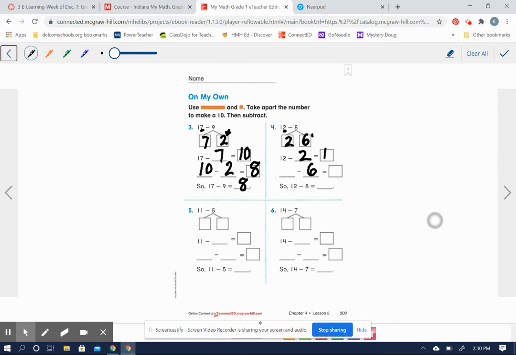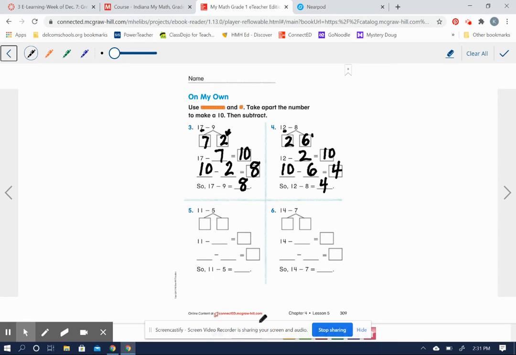12 minus 2 makes 10. So now we're going to start with our 10 and subtract the 6. That gives us 4. So 12 minus 8 equals 4.